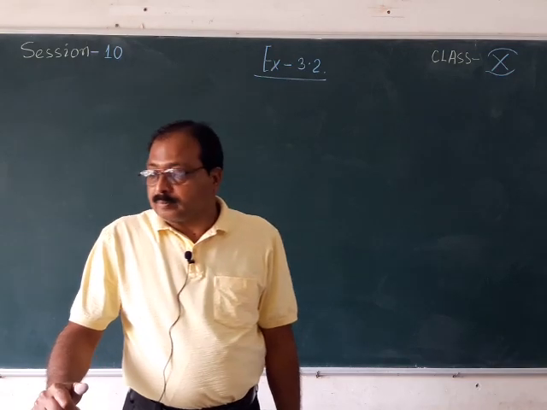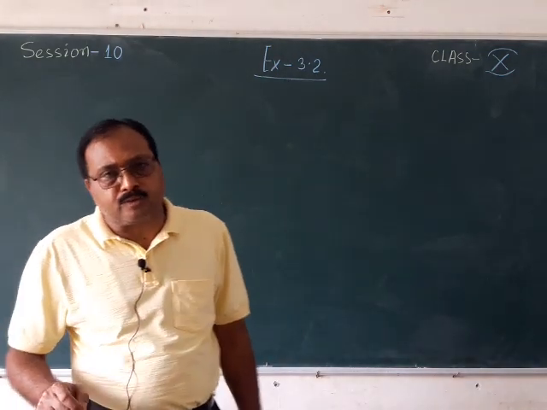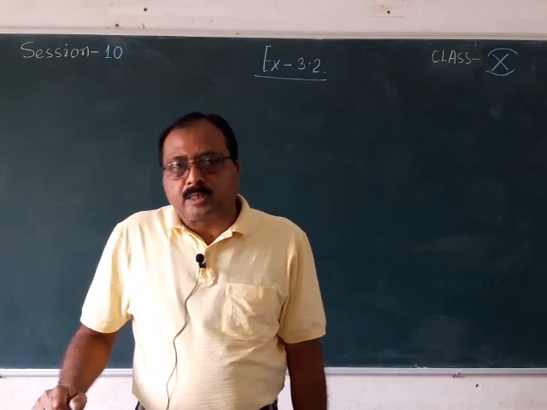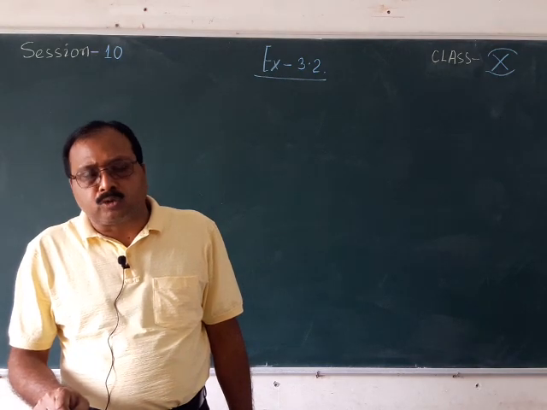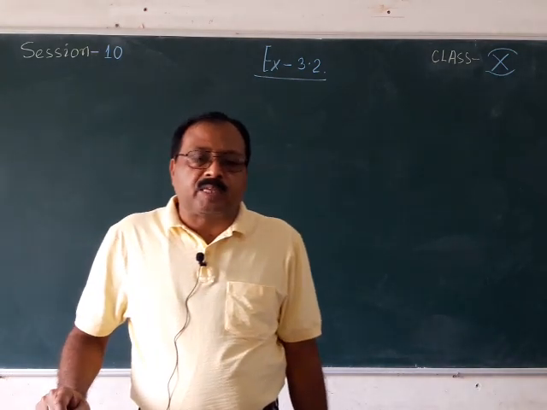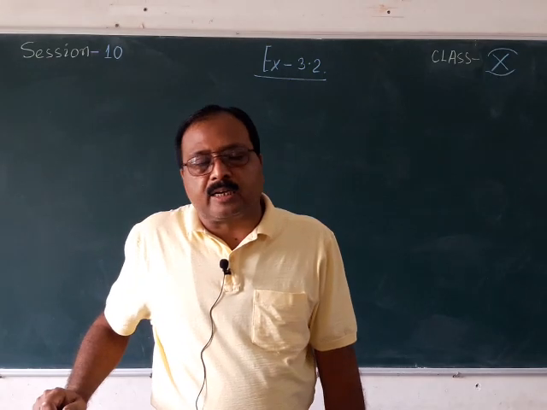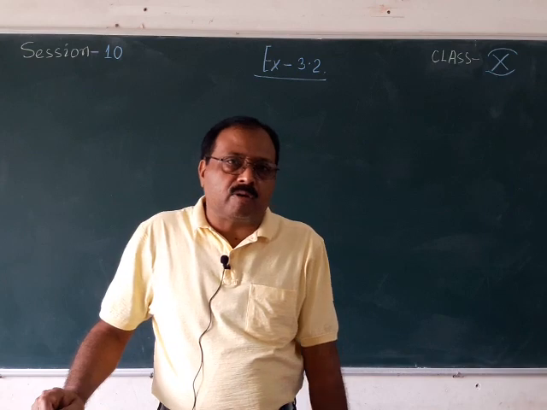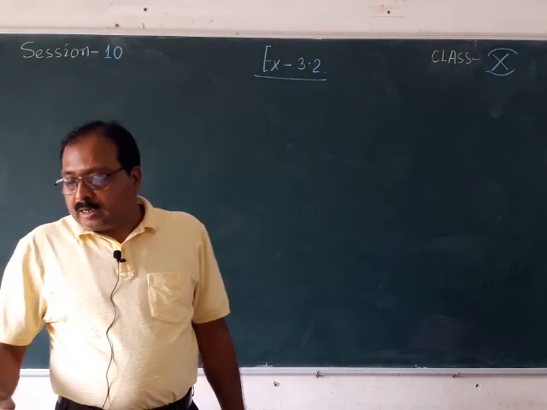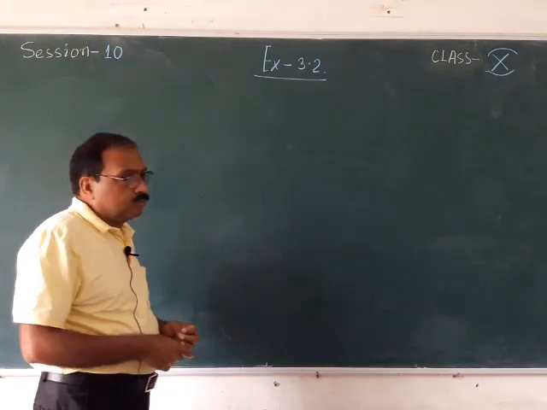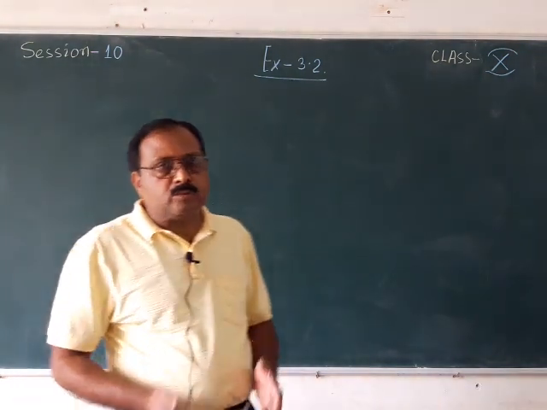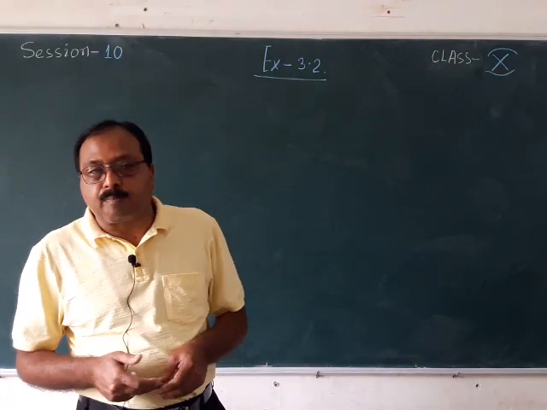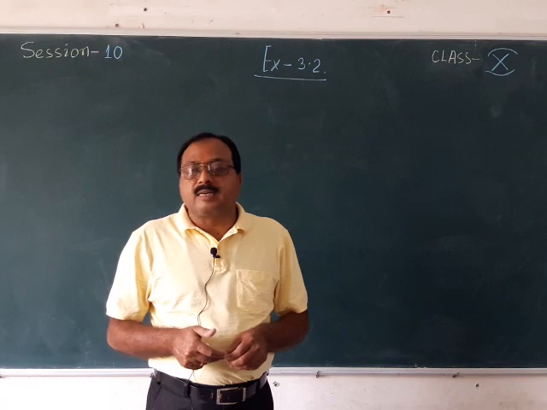And the third condition: if A1 by A2 is equal to B1 by B2 and it is not equal to C1 by C2, that means the pair has no solution. In that case you get parallel lines. When you draw the graph, you have seen that you get parallel lines. That means this is the condition for inconsistent pairs of linear equations. The third condition which I have discussed, A1 by A2 is equal to B1 by B2 but not equal to C1 by C2, means the pair of linear equations is inconsistent.